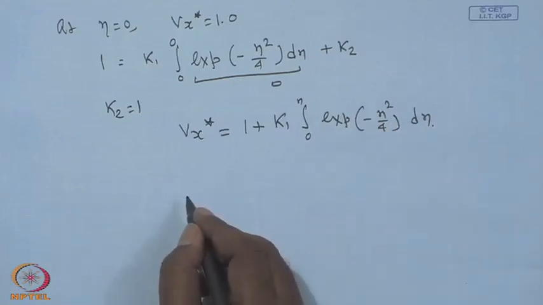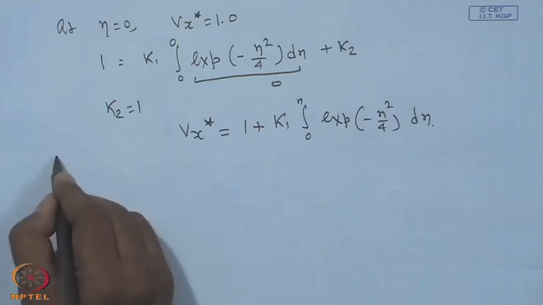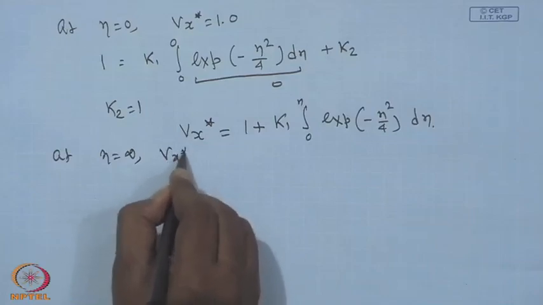Now, we have evaluated one constant, we have to evaluate the other constant k 1. Let us put the other condition, that is at eta is equal to infinity, v x star is equal to 0.